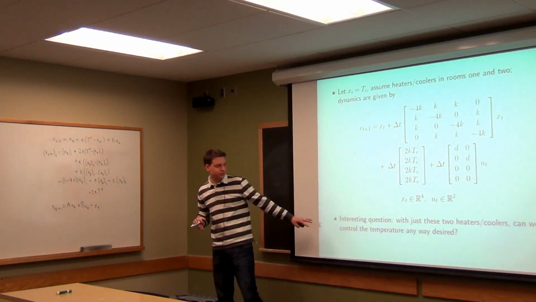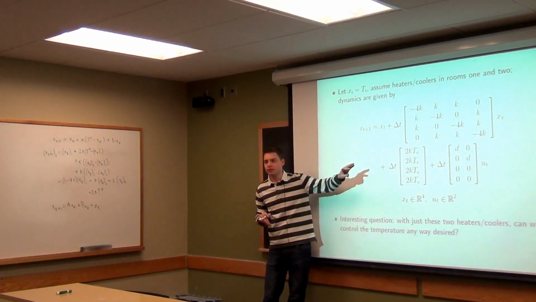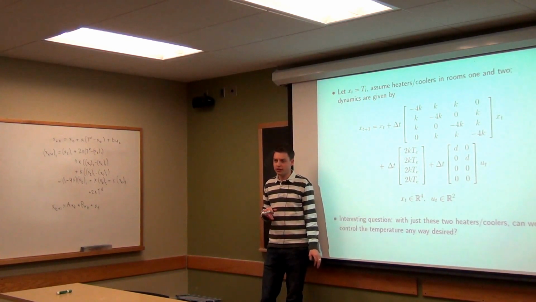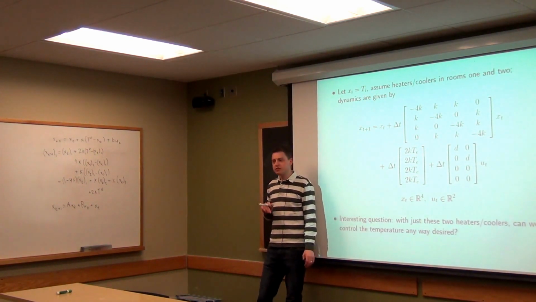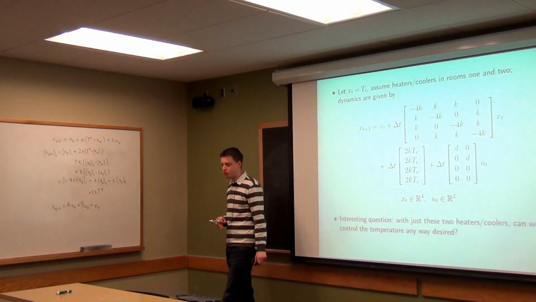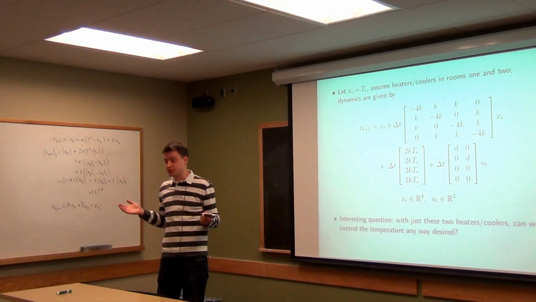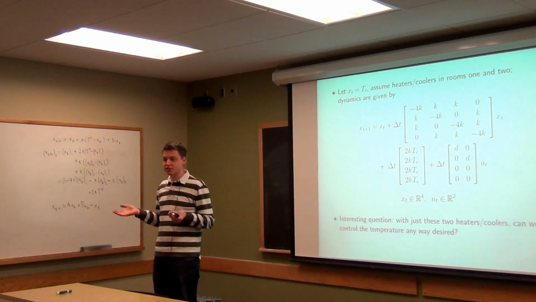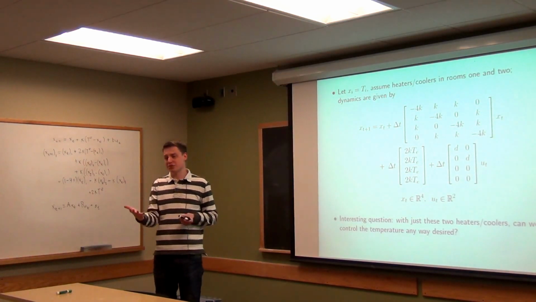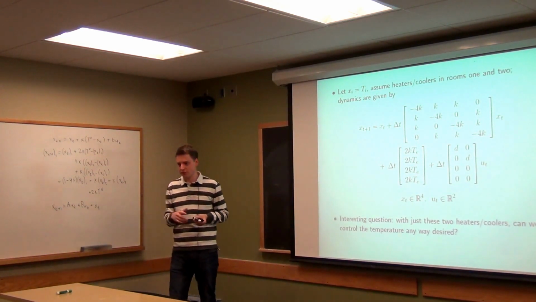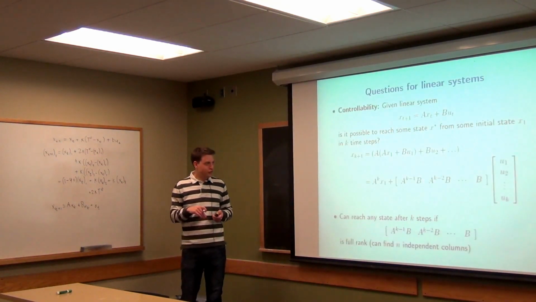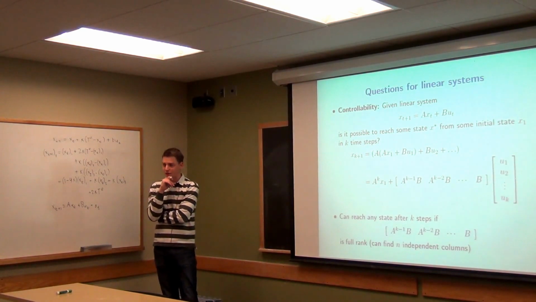OK, so again, big question: can we control all the rooms if we only have 2 heaters? This brings us to some interesting questions that we can ask for general systems, but they are particularly interesting, or we can give particularly good answers, in the case of linear systems. The first of these that I'll ask now is a question of what's called controllability.